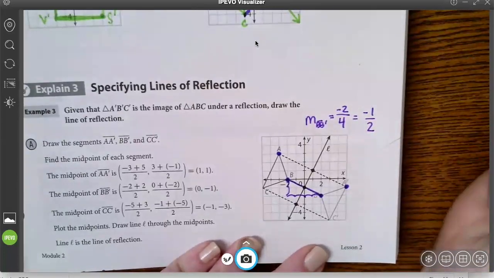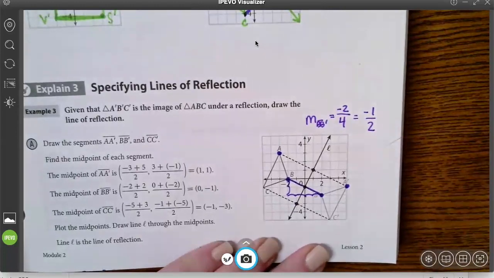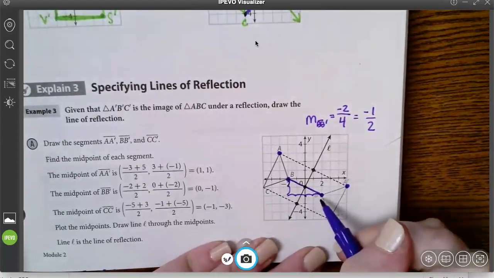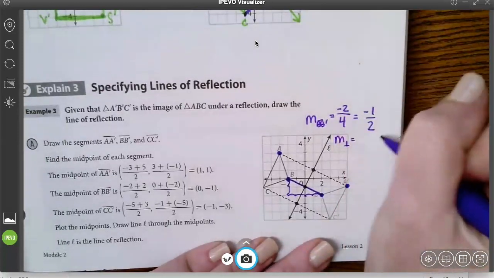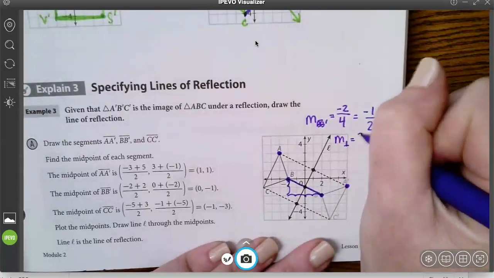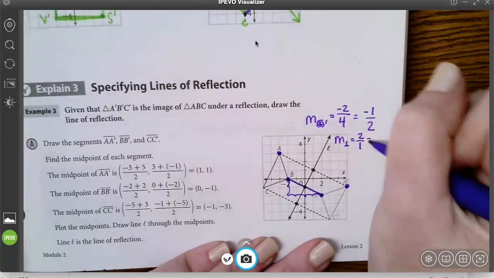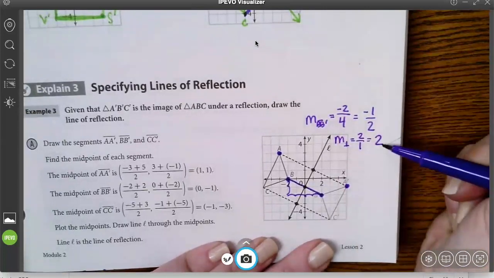And so knowing what the slope is of this line, we can then make a perpendicular slope. The slope that's perpendicular would have to be positive 2 over 1. We flip the fraction, we change the sign. So we know that our line of reflection needs a slope of 2.